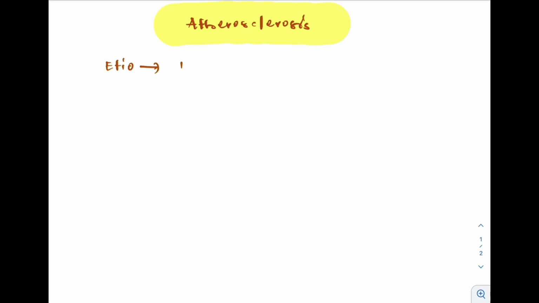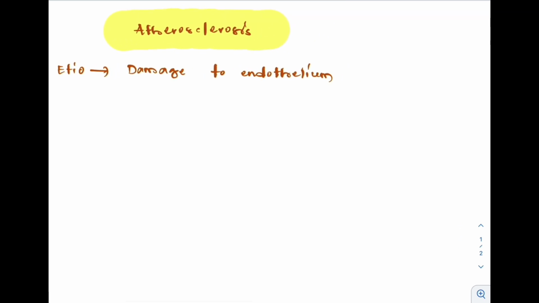So first of all, we should see the etiology. Within the etiology, there will be damage to the blood vessels. What part of the blood vessels? That is the endothelium. There will be damage to the endothelium. So what are the factors involved in the damage of the endothelium? There are mainly 5 factors.